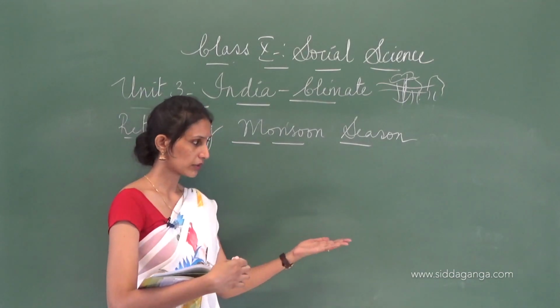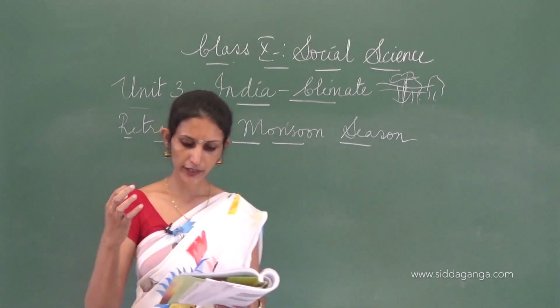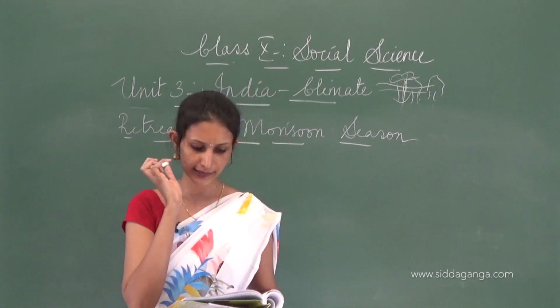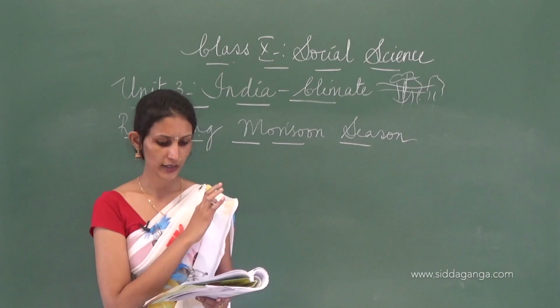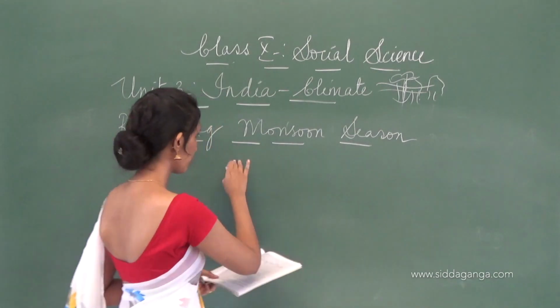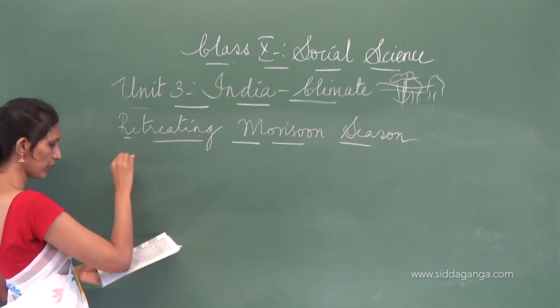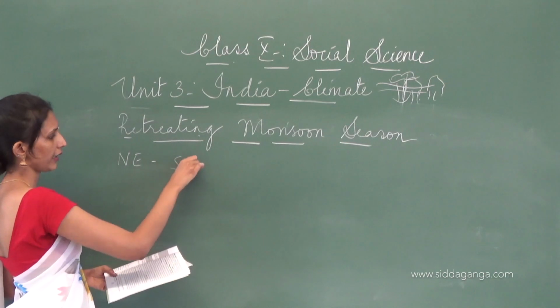We discussed the Bay of Bengal branch. In this Bay of Bengal branch, what is happening? There the pressure gets low. So low pressure is developed in the Bay of Bengal. Because of that, the southwest monsoon winds start retreating, or they start blowing from the northeast towards the seaside.